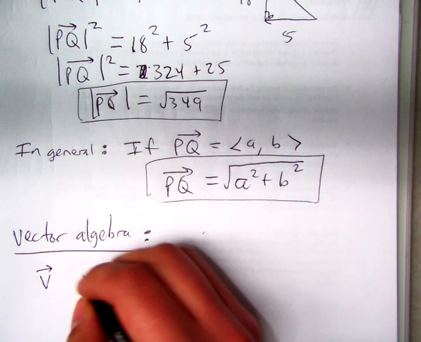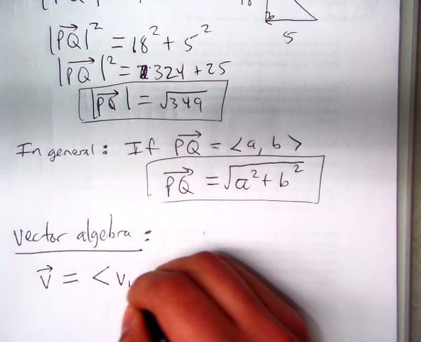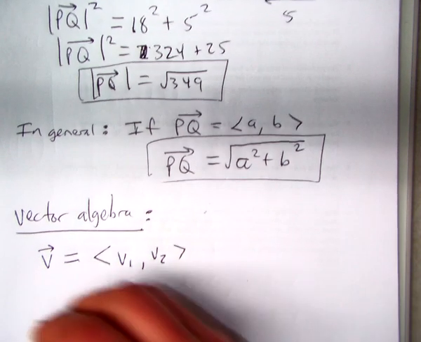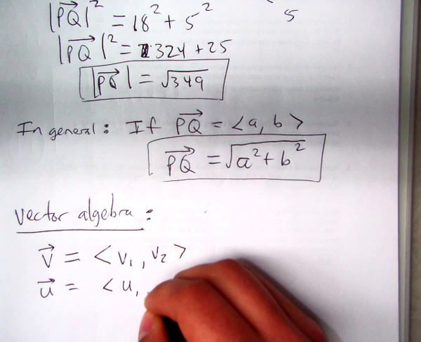Okay. Let's say V has components V1, V2. Let's say U has components U1 and U2.